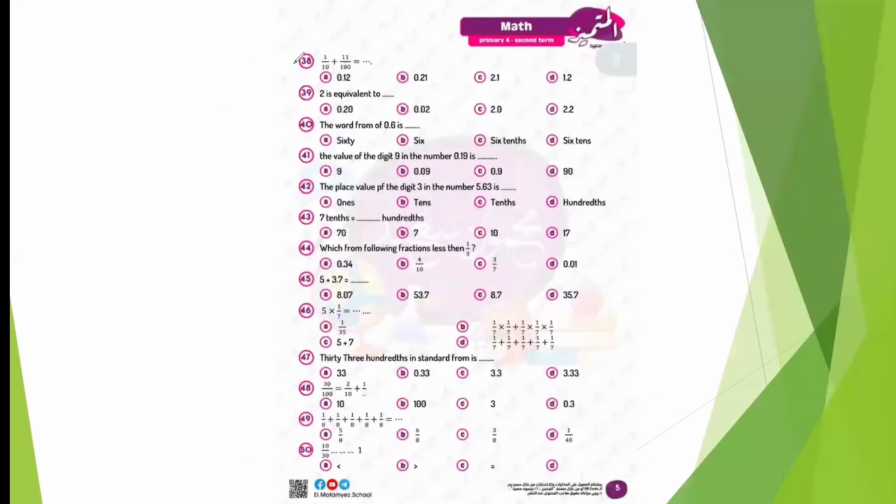38. 1 over 10 plus 11 out of 100. How can I write as a decimal? 1 over 10 means 0.1 plus 11 out of 100 means 11 hundredths or 0.11. If I add these two numbers together, let's put the numbers on top of each other. 0.1 plus 0.11. It's very important to put the decimal points aligned.